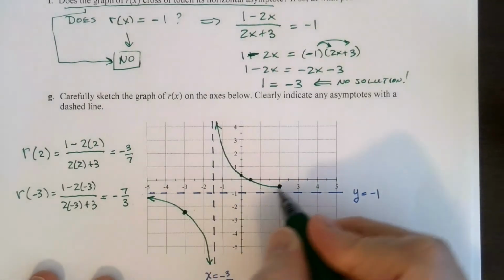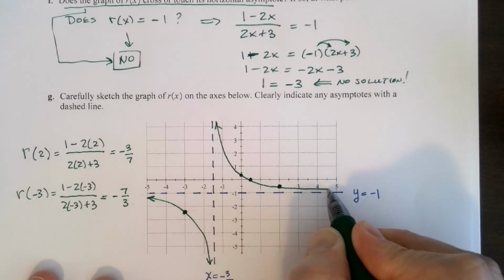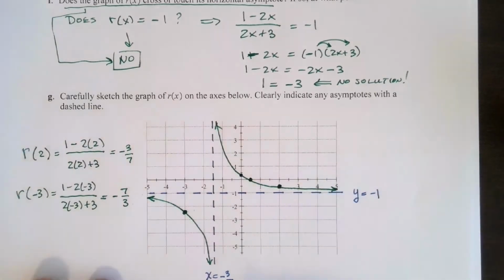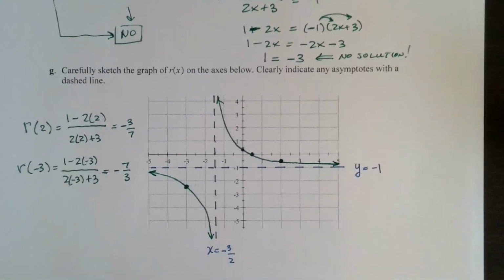Now where do I continue this way? I cannot go above the x-axis. I can't cross the horizontal asymptote. I do have to continue to approach that horizontal asymptote, and I'll just draw it closer and closer that way. So there's the sketch of my graph.